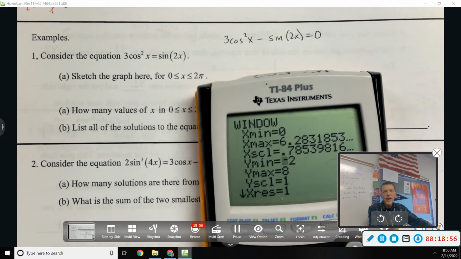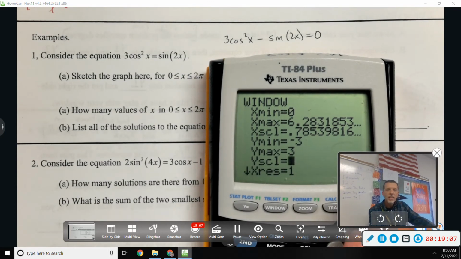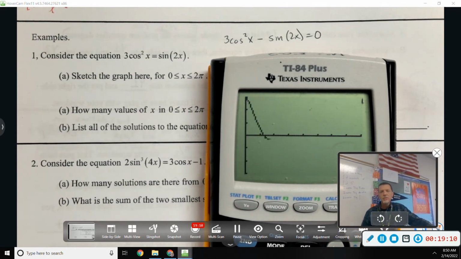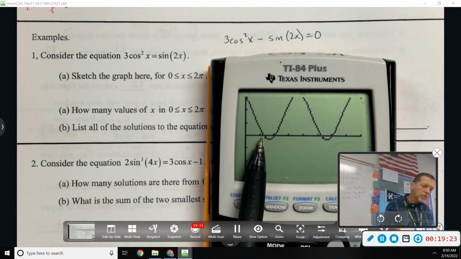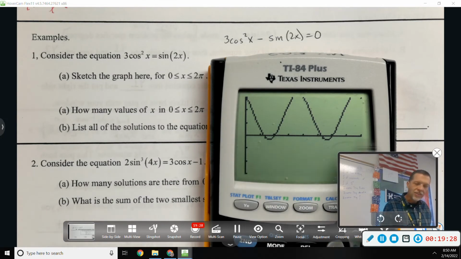Y min and Y max, I really don't know what to do until I look at the graph. So I'm going to try -3 to 3. That's just a guess. As long as I include 0, I'll be okay. Let's see if that looks reasonable. Okay. I'm okay with that as a picture because all I'm looking for is where it's 0. So 1, 2, 3, 4 answers, and I can see the 4 answers.